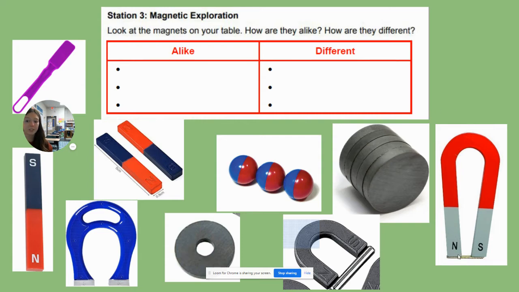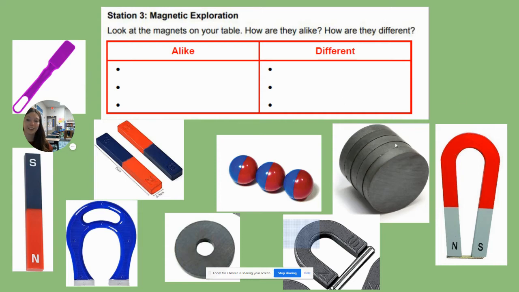Another way I found was that some of them have their poles, like this right here, the North Pole and South Pole, right near each other, but some of them have them on opposite sides of each other, like the bar magnet. That's another way there's some that are different.